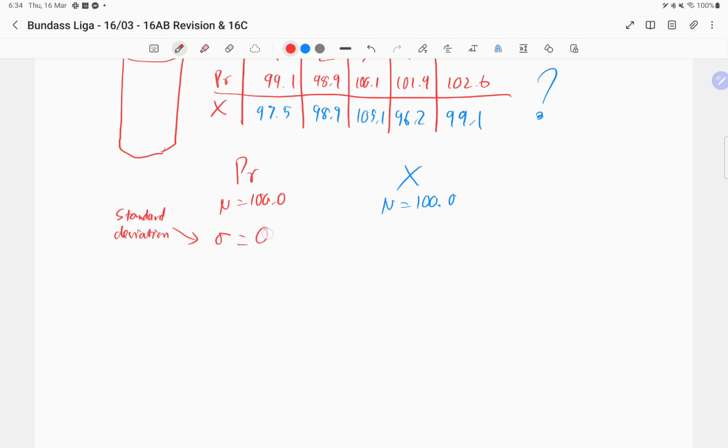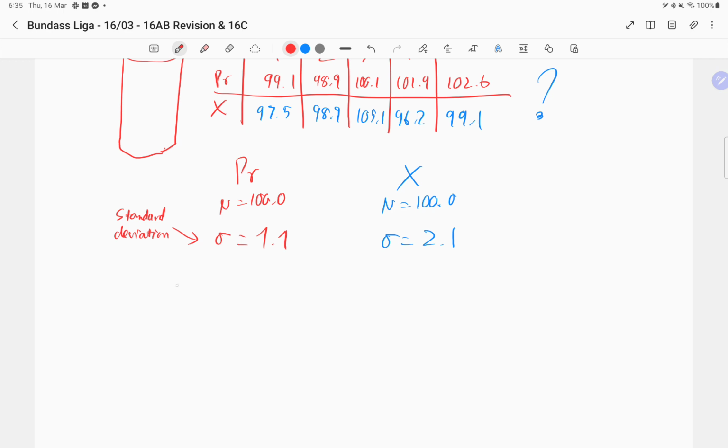Let's say for Pringles it is 1.1, and for brand X, the sigma value is 2.1. Which brand do you think is better, and why? 1.1 is better. Why? Because it's a lower value. It's a lower value, which means it has a lower spread of values. Okay.